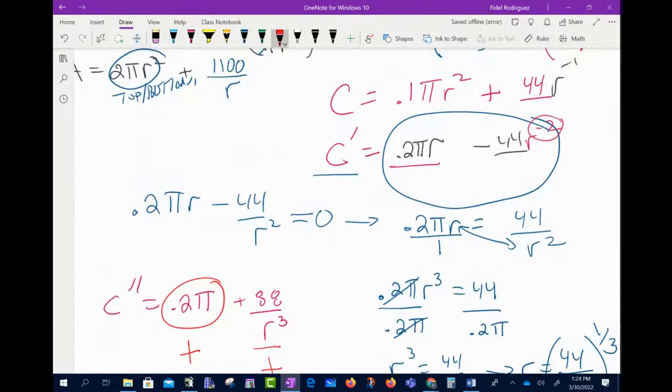So yeah, look, if this is to a negative 2, when I multiply it by the negative 44, doesn't it become a positive 88? You see what I mean?